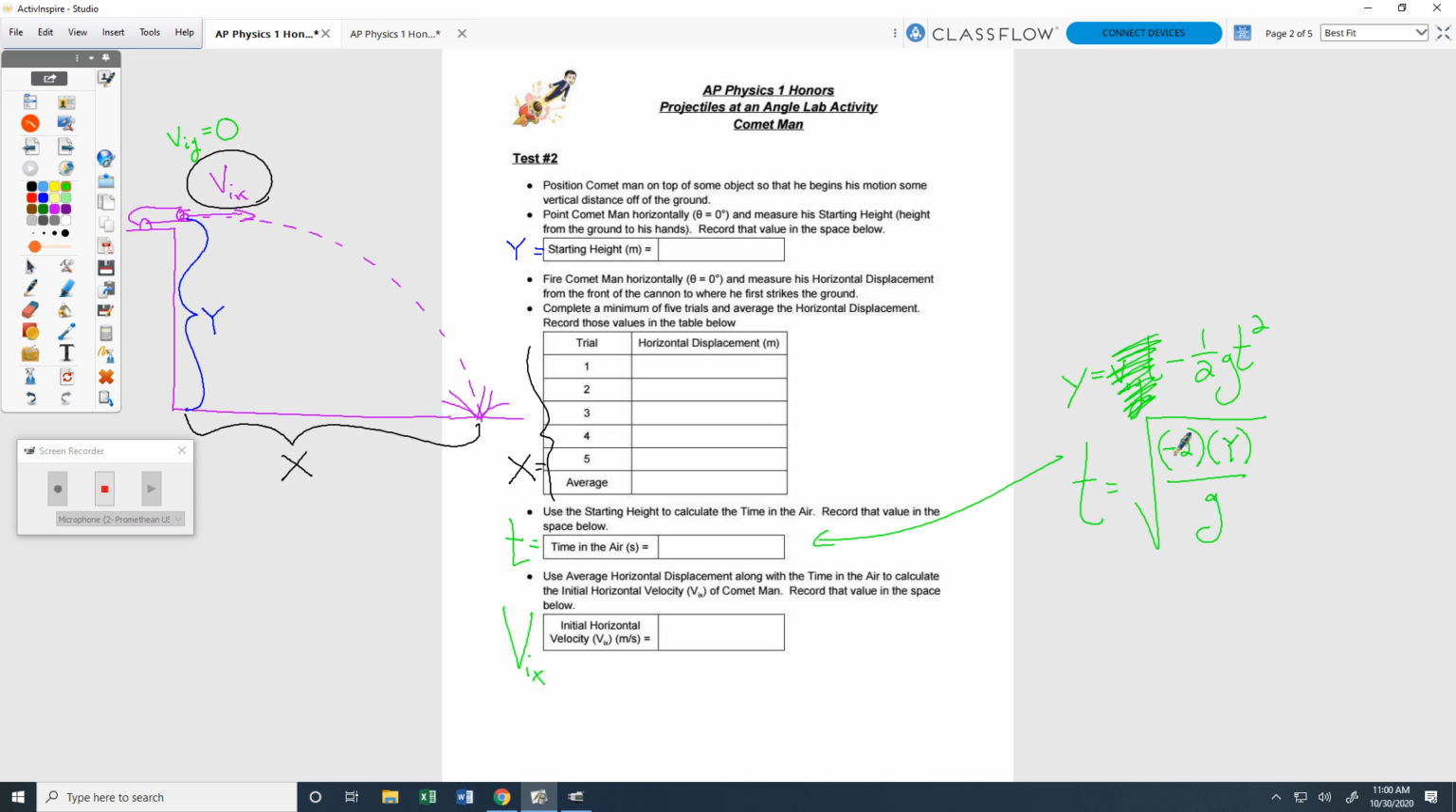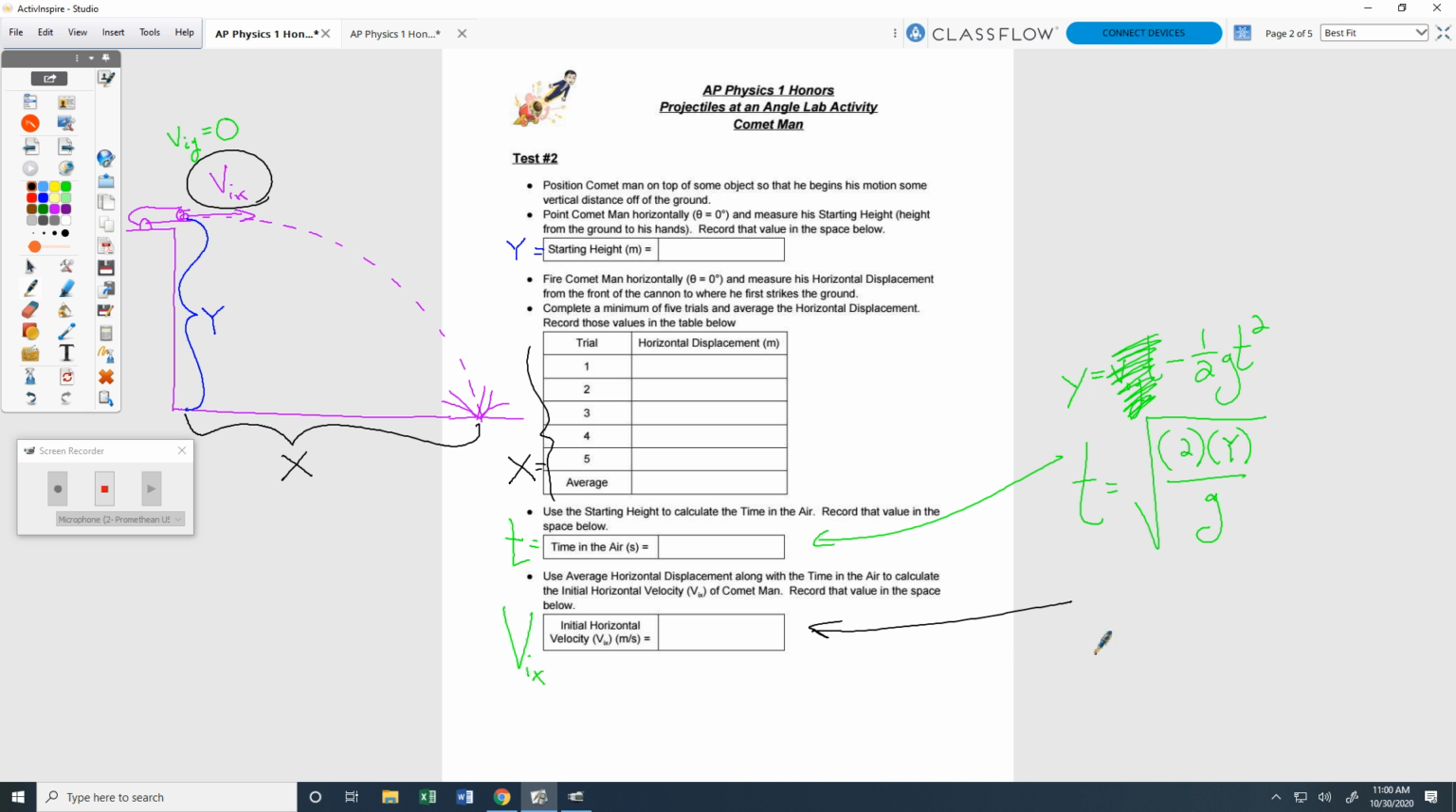If you put in your starting height, which is just a positive number, then I don't actually need this negative on here, so I'm going to go ahead and just erase it. But I want you to understand that it's normally there from the equation because he's going to be falling down. But for what we need for time, we'll just put in the positive answers. Take 2 times your starting height, divide by gravity, square root it, boom, you've got time. You're probably going to find your times are somewhere in the 0.4 second range.